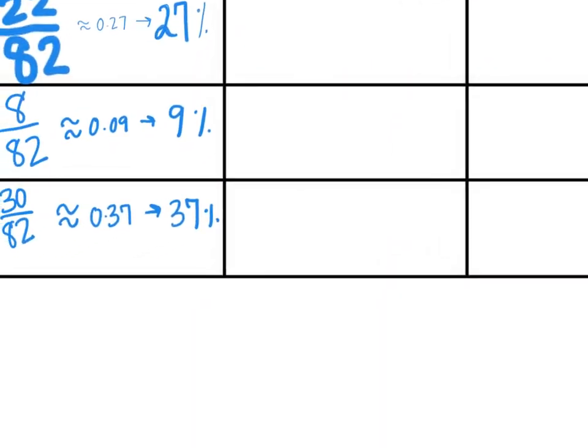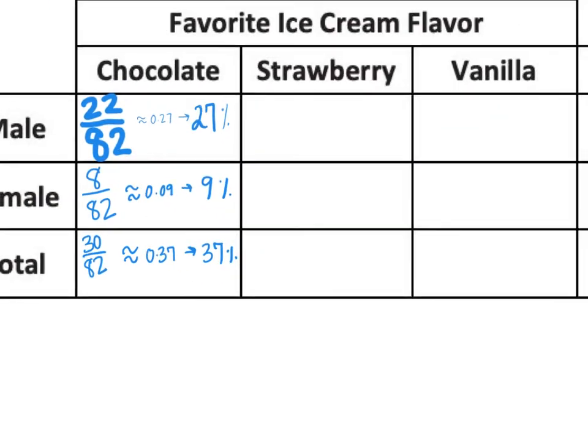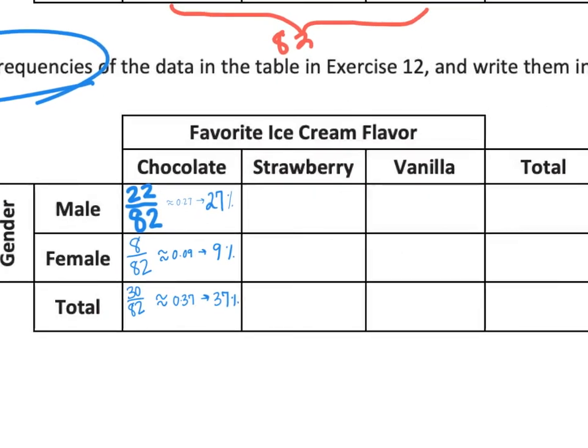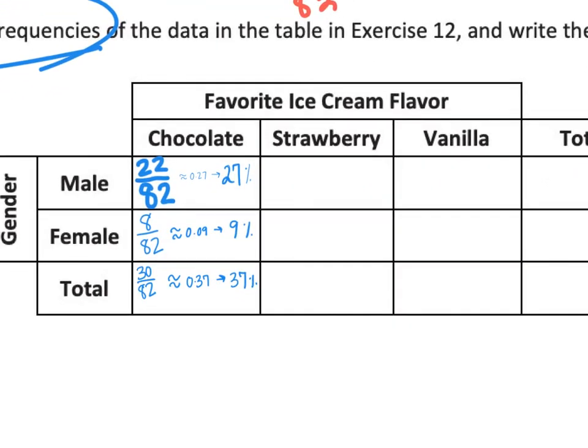Let's do strawberry. Let's just write the fractions and maybe you can find the decimals. So the first one is 10 out of 82. The second one is 15 out of 82. The third one is 25 out of 82. All right? So I want you to find the decimals and then turn them into percents.